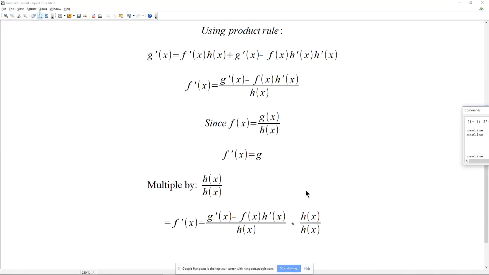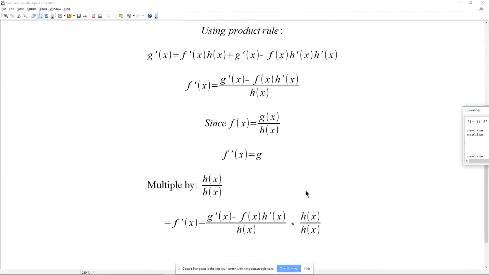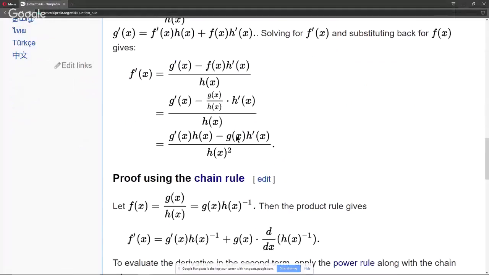That's still not the right formula. God damn it. Right, that's why, where it says f of x times h prime of x, it still needs to be divided by h of x so that one of the h of x's cancels. I'm going to do it this way. Screw this. We're going to do it this way. We're just going to show you on this one, and we're just going to go back to the wiki proof.